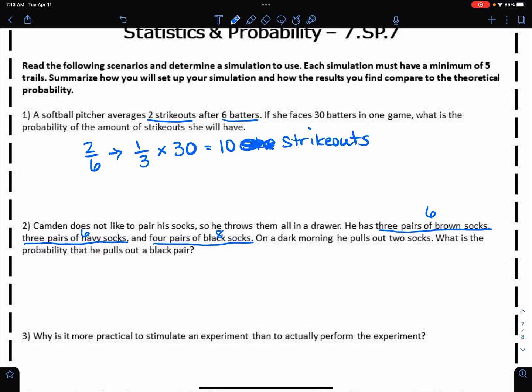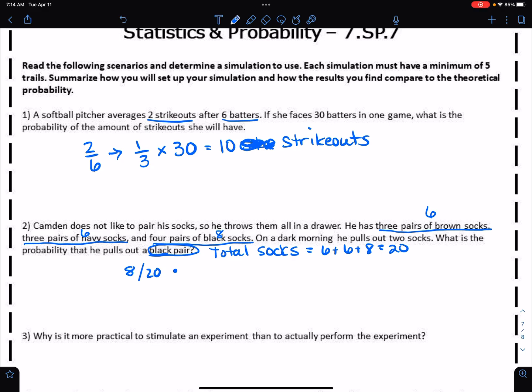On a dark morning, he pulls out 2 socks, and they want the probability that it is a black pair. There are 8 socks that are black in the total number of socks, so 8 over however many total socks there are. The reasoning needs to make sense: total socks, not pairs, equals 6 plus 6 plus 8, which is 20. So the first pull is 8 out of 20.